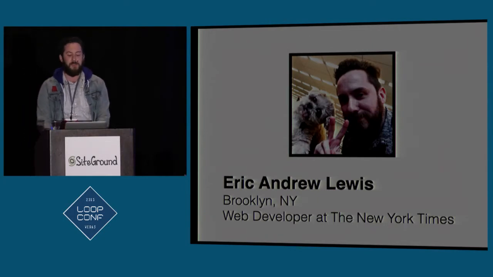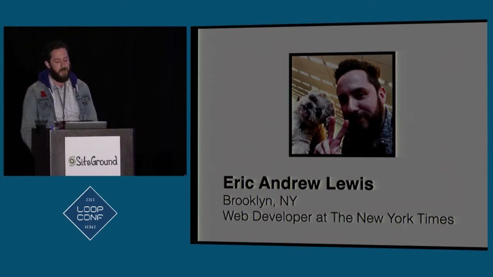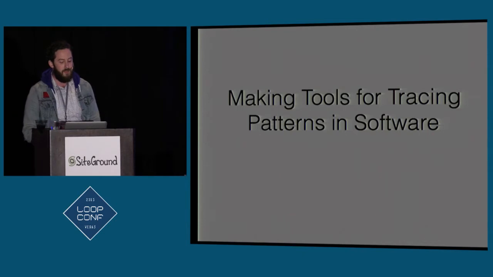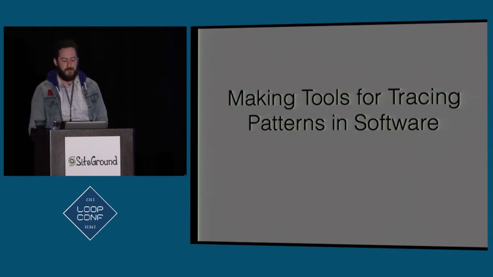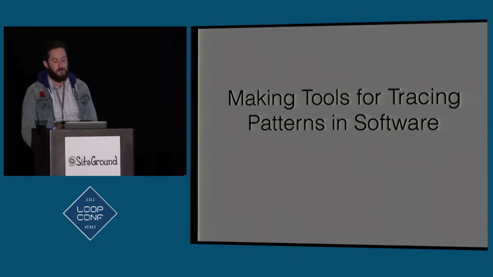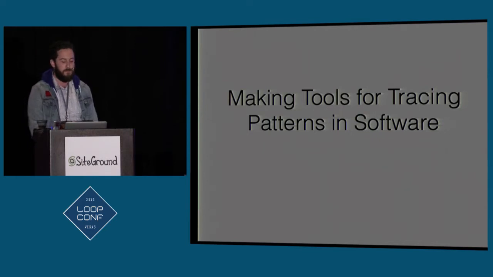My name is Eric Andrew Lewis. I'm a web developer at the New York Times, and this talk is about tools I've made for tracing patterns in software to get on top of the chaotic complexity that seems inherent in code. I'll be showing some examples, and some I made specifically while working on WordPress Media JavaScript.